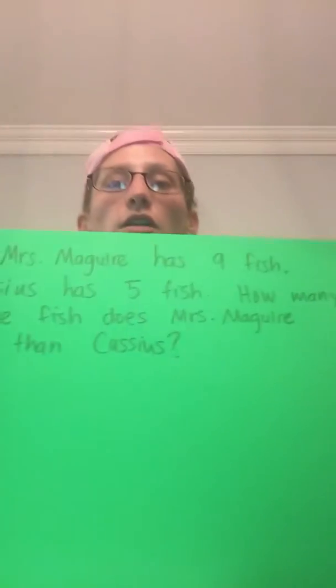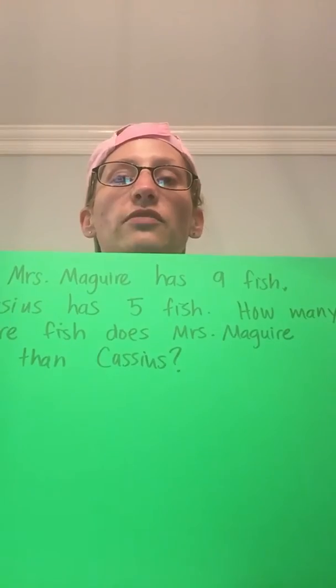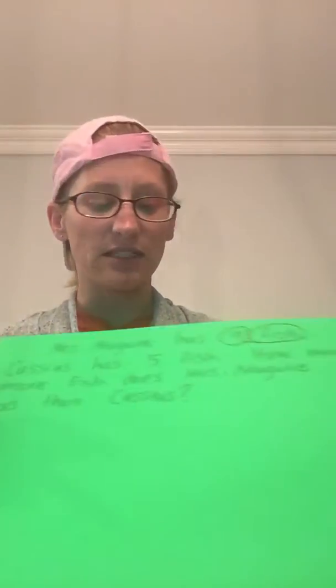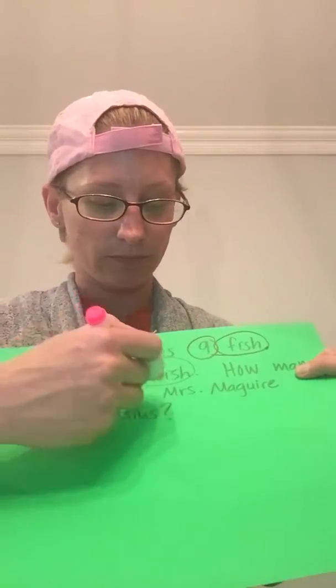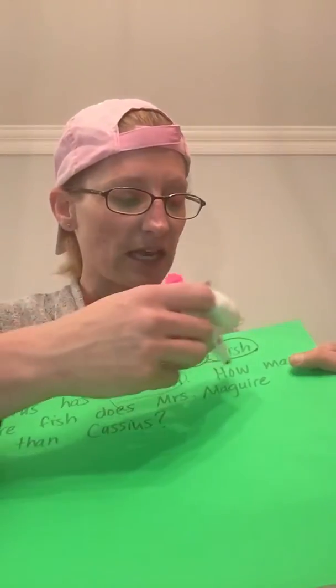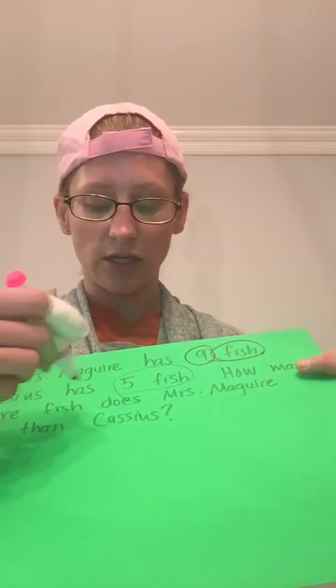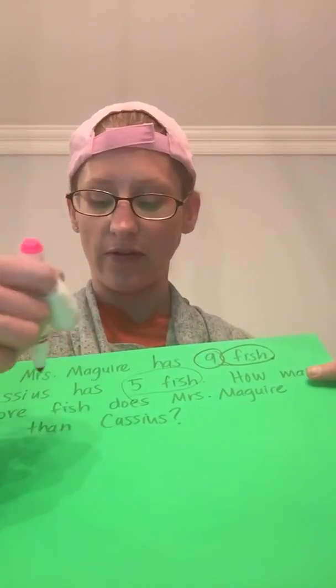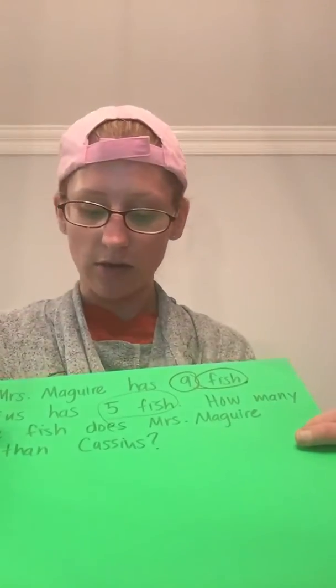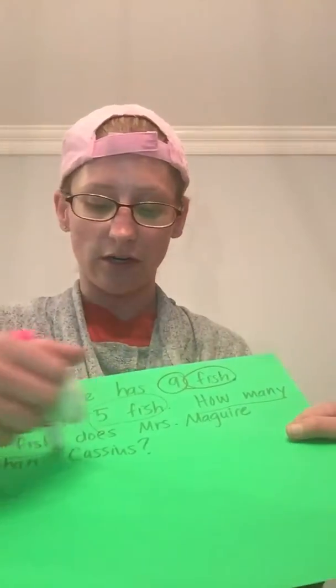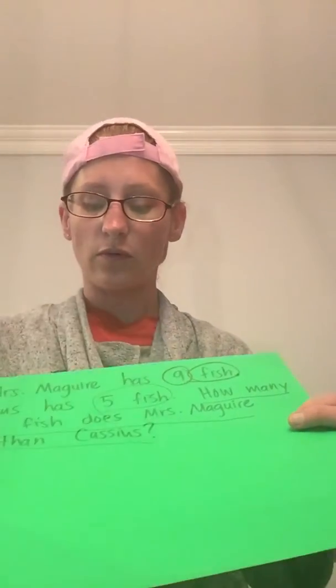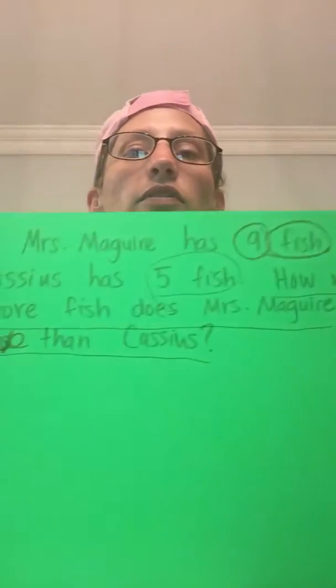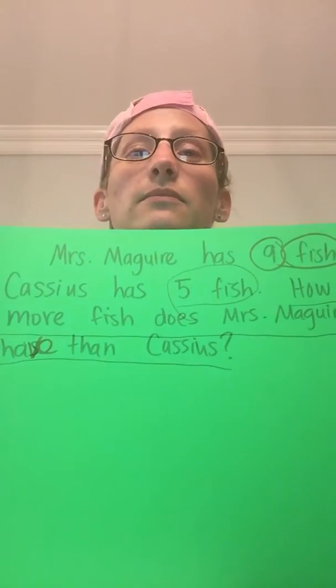What you're gonna do is you're always gonna look for the numbers first, the facts. So we know Miss McGuire has 9 fish. So I'm gonna write down 9 fish. I'm gonna circle my 9 fish. Cassius has 5 fish. And then it says, how many more fish does Miss McGuire have than Cassius? So now I'm going to go ahead and underline our question, what we're looking for. So when we look at this problem, I want you guys to think about what the answer would be, and I want you guys to try to submit it to me today.